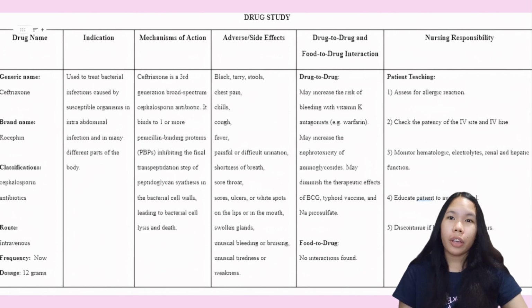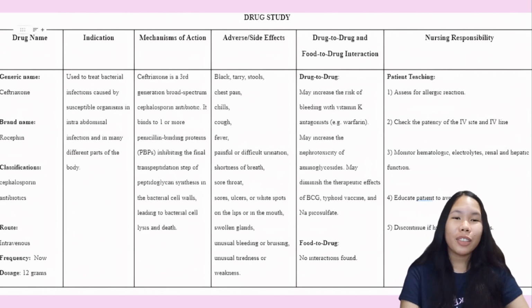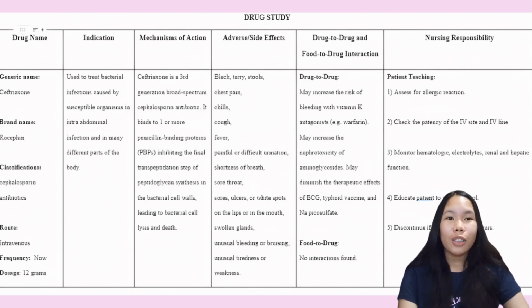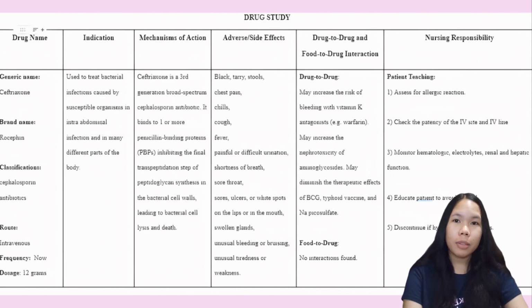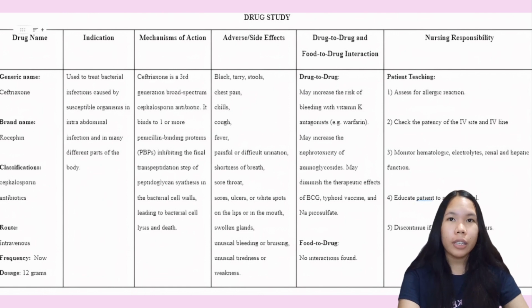Generic name: ceftriaxone. Brand name: Rocephin. Classification: cephalosporin antibiotics. The indication is used to treat bacterial infections caused by susceptible organisms, in intra-abdominal infection and in many different parts of the body.